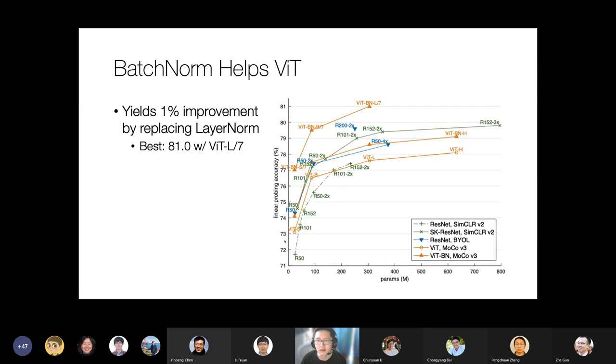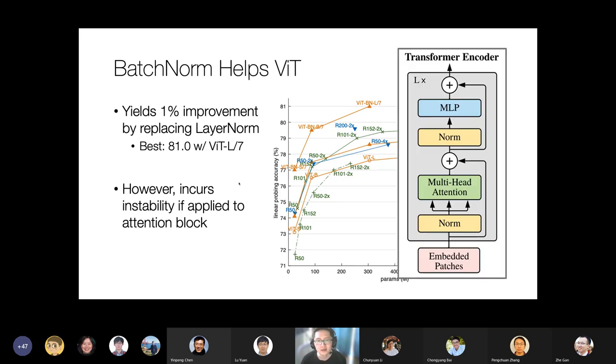And finally, to push for the state of the art, we added batch norm to the backbone, and we have a huge model with a huge input, and we could reach the state of the art back then. But we find the instability issue is still there if we apply the batch norm to self-attention blocks. It's just a little caveat.